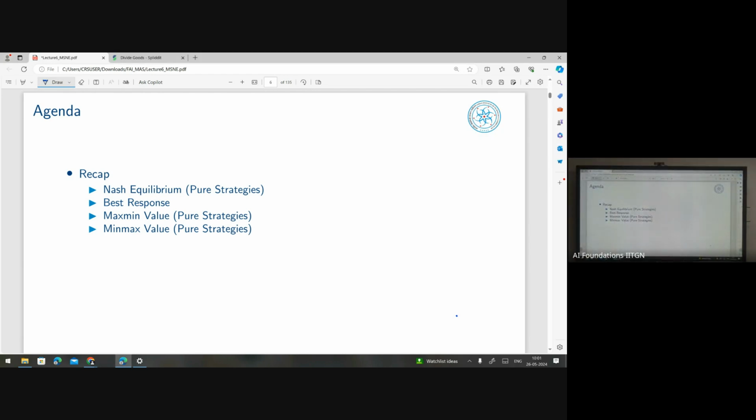So today, what we'll be looking at is mixed strategies. What are mixed strategies? We'll also see what is mixed strategy Nash equilibrium. And finally, there are corresponding max-min and min-max mixed strategies.